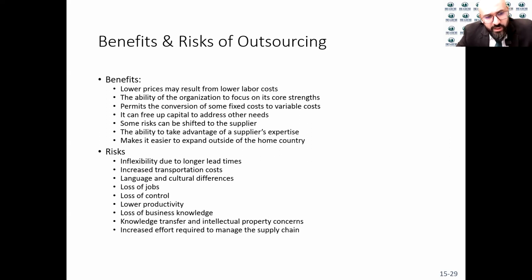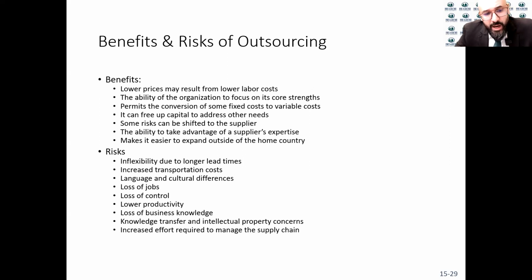The ability to take advantage of suppliers' expertise, from my opinion, this is the most important thing, is you don't have the expertise in that area. So let's say 3D printing, you could manufacture everything, but one of the parts has to be 3D printed, and you're not good at 3D printing. So you outsource it to somebody else to do it for you, and because you don't have the expertise, you take benefit of the supplier's expertise.